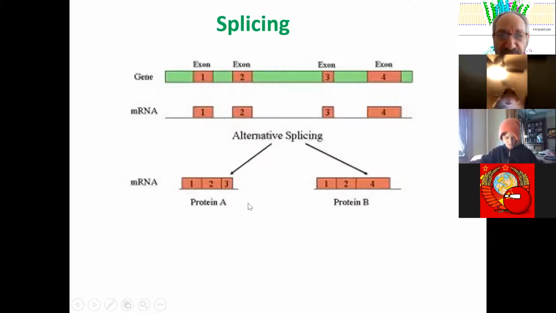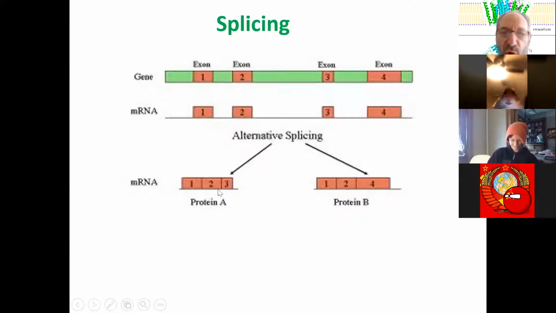However, what's going on here? This mRNA has been spliced, but it's missing one of the exons. It's missing number 4. This one has also been spliced, but what is it missing? It's missing 3. So this one is exon 1, 2, 3. This one is exon 1, 2, 4. So they are alternatively spliced. They have different exons. So the same gene is able to make multiple transcripts.